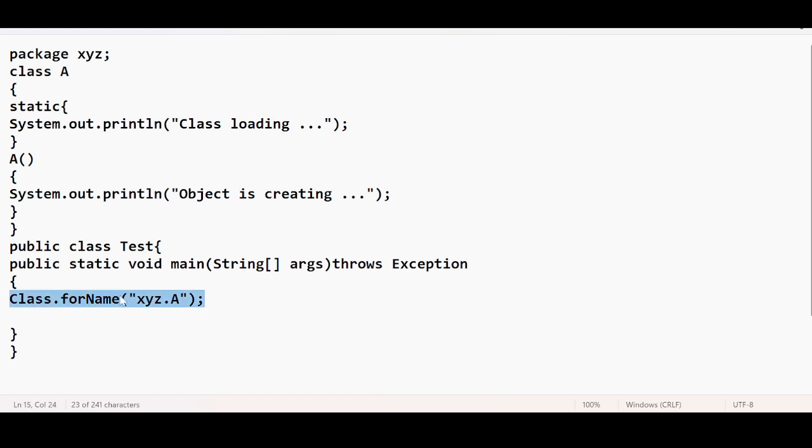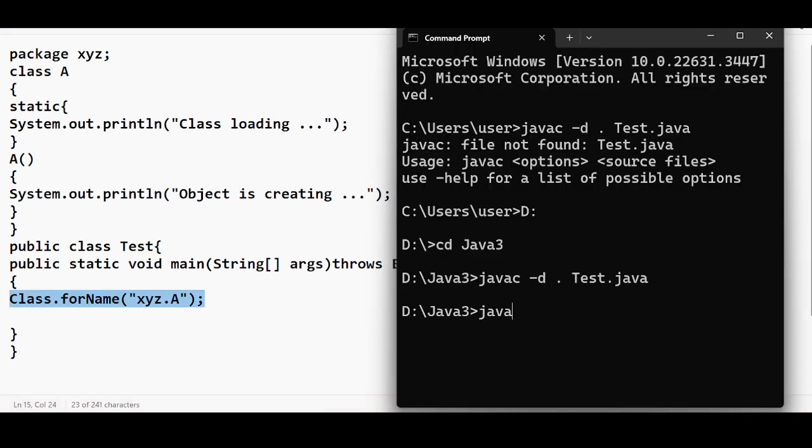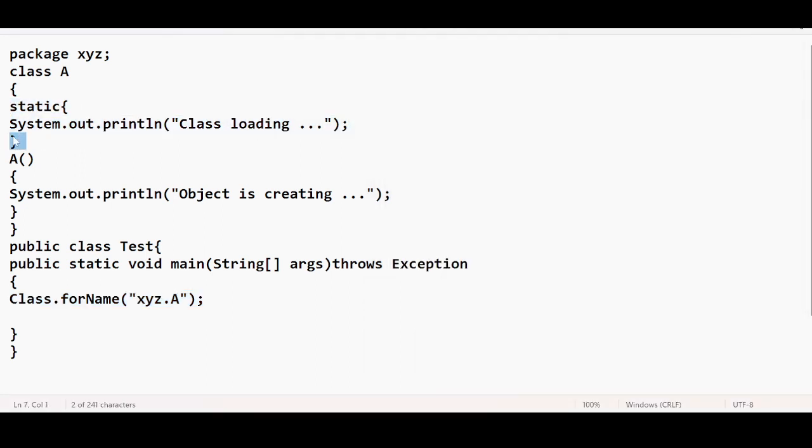We are doing it manually, right? Well, if I have to execute this code, the command is java space xyz dot test. Why test? You always need to load the main class file. The main method is placed inside the test class. That's why I'm loading test. Now we are getting class loading in the console. What does it really mean? This class loading is part of which block? This static block. This static block is part of which class? Class A. Don't you think that the A.class file is loaded manually?